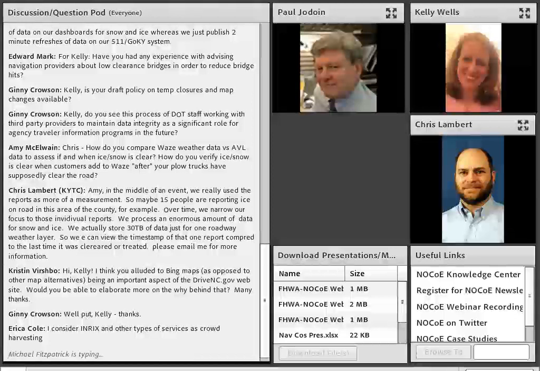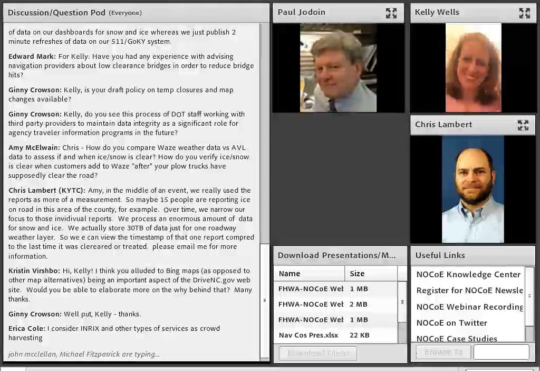Chris, I think you answered this, but because Amy asked, how do you compare Waze weather data versus AVL data to assess if and when ice and snow is clear? How do you verify it? Ice and snow is clear when customers add Waze reports after your plow trucks have supposedly cleared the road.